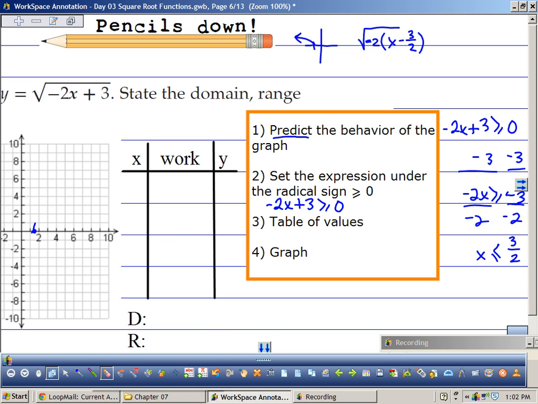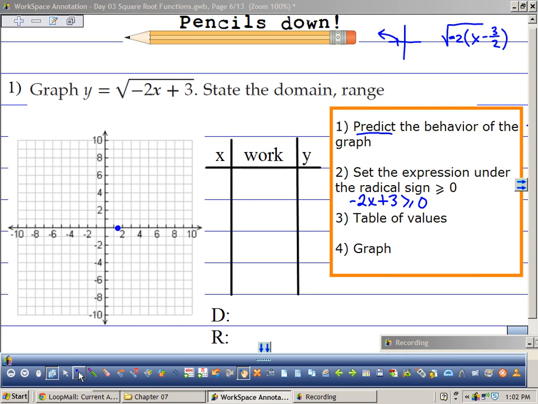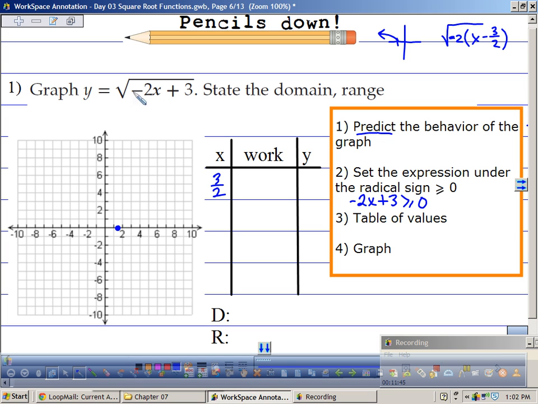So I know that this graph is going to start right here, and it's going to go this way. All right, so I'm going to get started with that. So the first point I'm going to put in here is 3 halves. Why? Because I already have that, right? I know that's a part of the graph. So 3 halves times negative 2 is negative 3. Plus 3 is 0, which is 0.